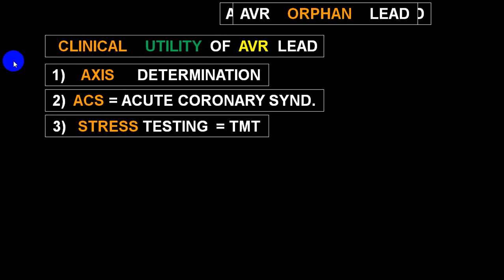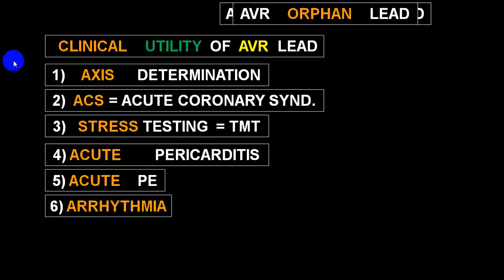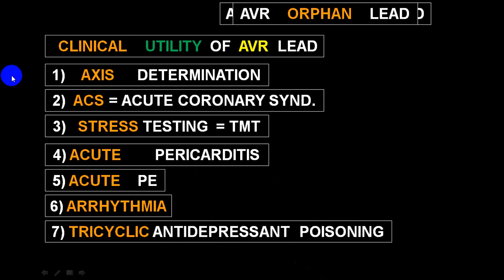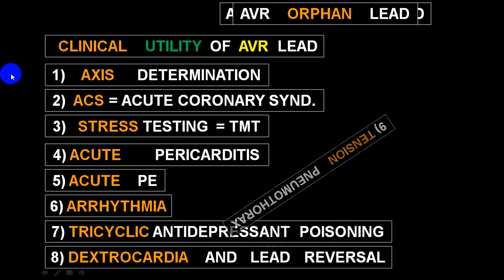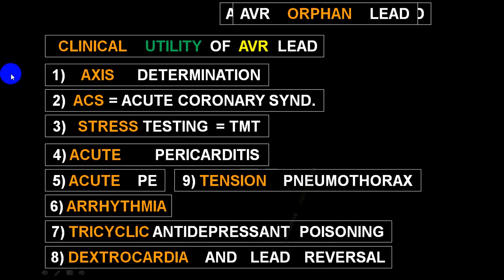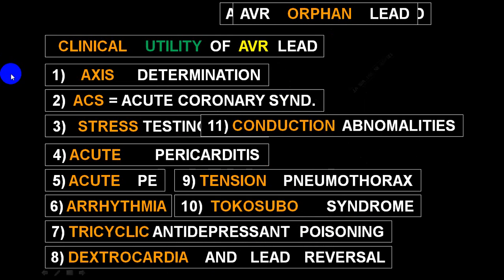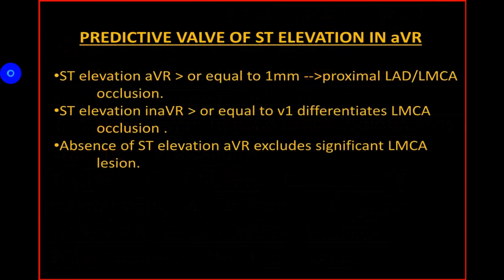Even ischemic changes in TMT can be useful in diagnosis of acute pericarditis, acute pulmonary embolism, certain cardiac arrhythmias, particularly differentiation between SVT and VT, tricyclic antidepressant poisoning, dextrocardia and lead reversal, tension pneumothorax, Takotsubo, conduction abnormalities, and even to differentiate SVT from VT. We'll be going through all this one by one.